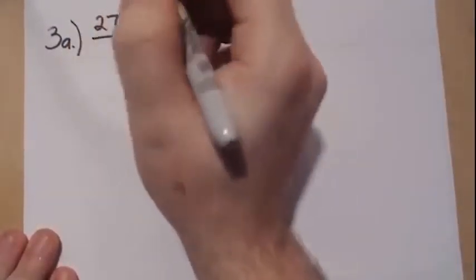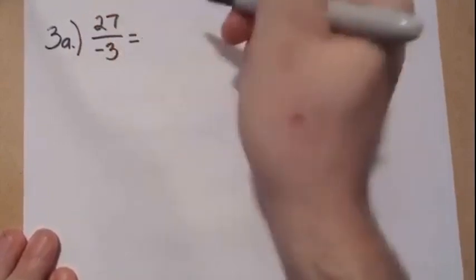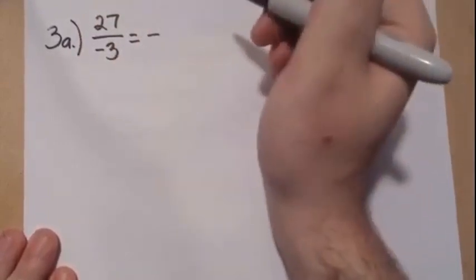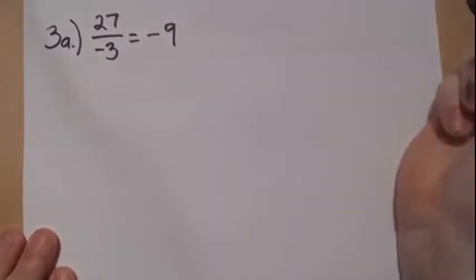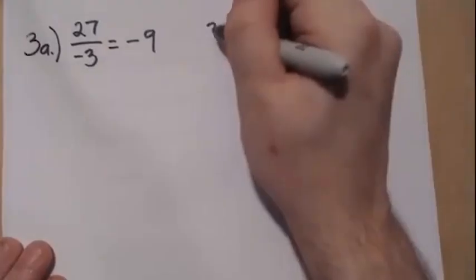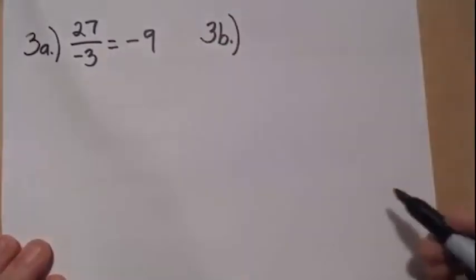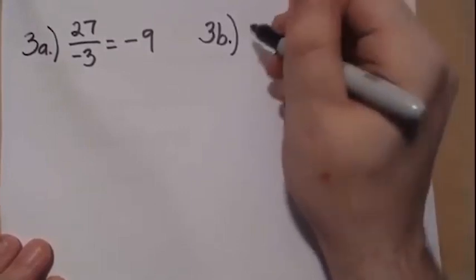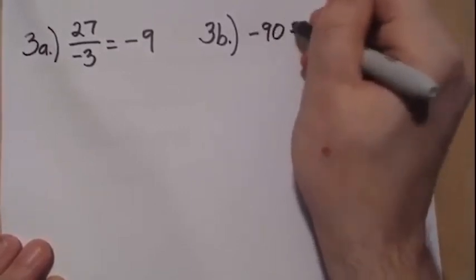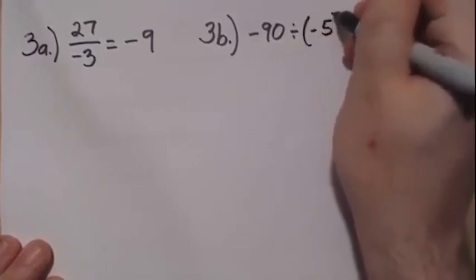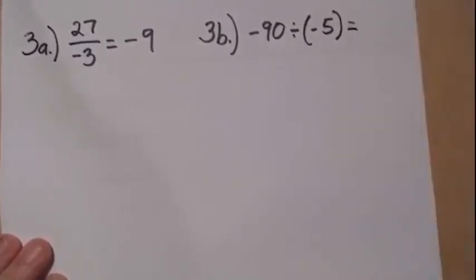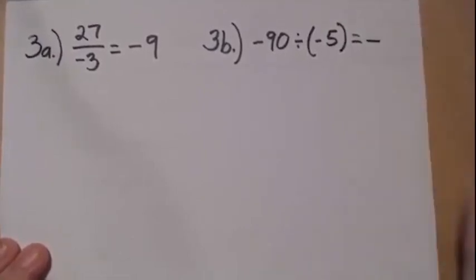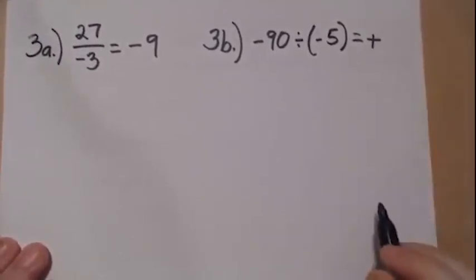3a, we have positive 27 divided by negative 3. Positive divided by negative is negative. 27 divided by 3 is 9. 3b, we have negative 90 divided by negative 5. Negative divided by negative is going to give us a positive answer.